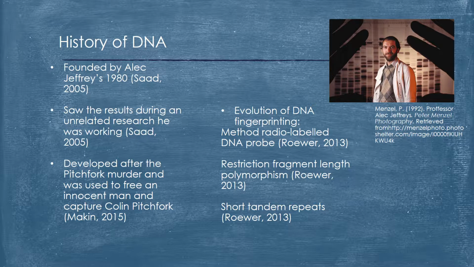With these results, Jeffreys and his group developed a radioactive probe made up of short sequences that could latch onto those repeating sequences. These tests revealed patterns that were unique to each individual, which was the DNA fingerprint. He developed this technique with his colleagues after the Colin Pitchfork murder took place. Pitchfork murdered for the second time in 1986. During the investigation of this case, it was discovered that he had the same identical method, and blood typing matched the semen recovered from the scenes.